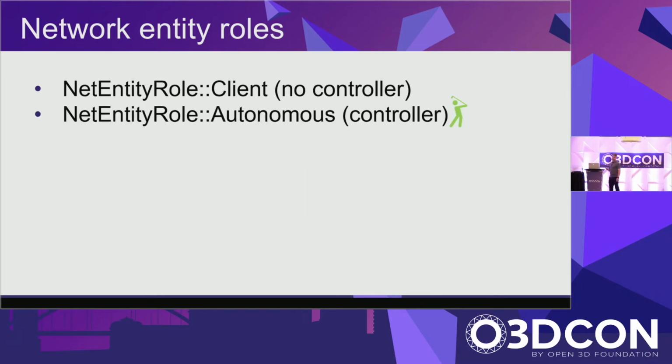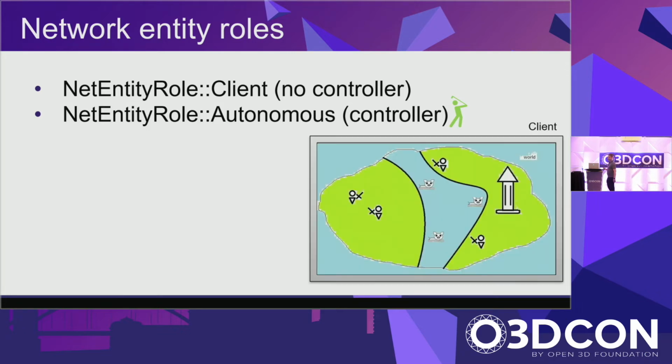So the next role is the autonomous role. And this is also still on the client side. But this one does have a controller. And by having a controller, it denotes that we do have some form of write access. Again, there's a server authoritative simulation. So this is a limited form of write access.